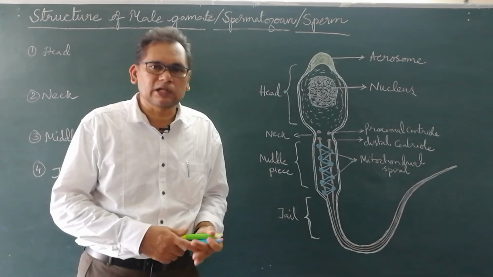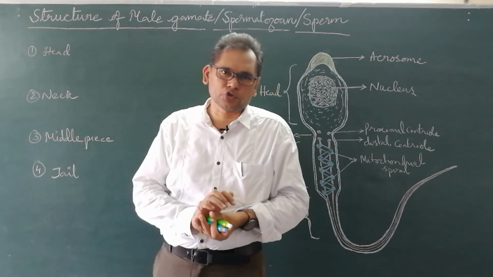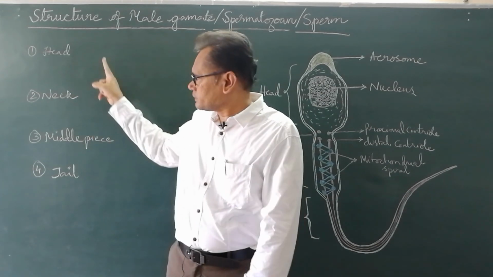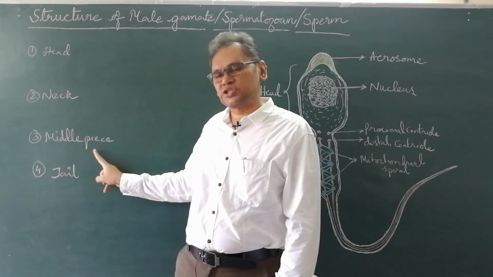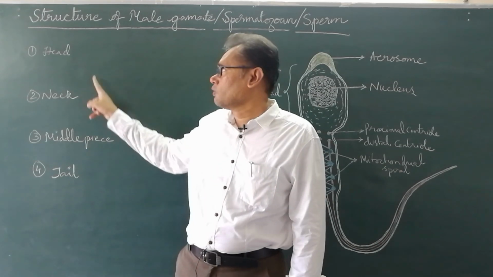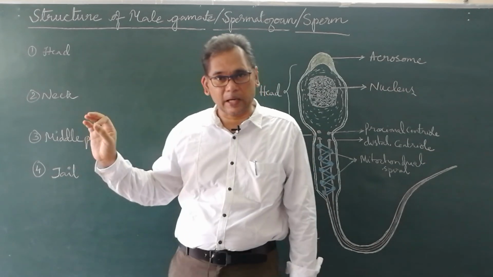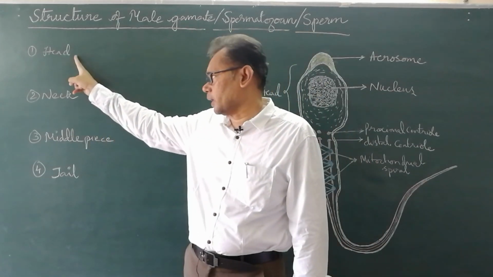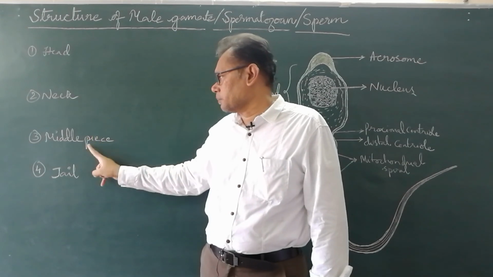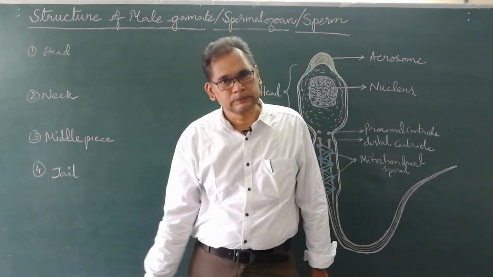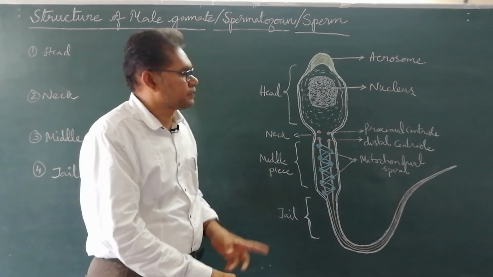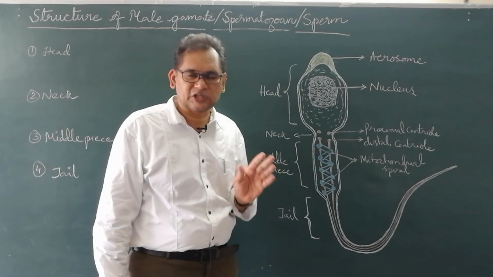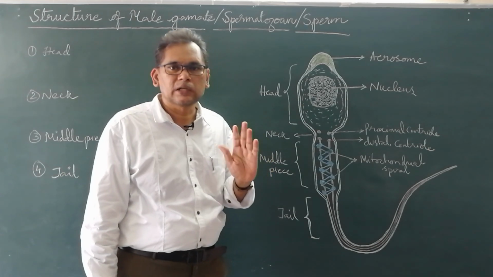It has the following four parts. The spermatozoa has four parts: head, neck, middle piece, tail. These are the four parts of a male gamete, nothing but a sperm or spermatozoa: head, neck, middle piece, tail.